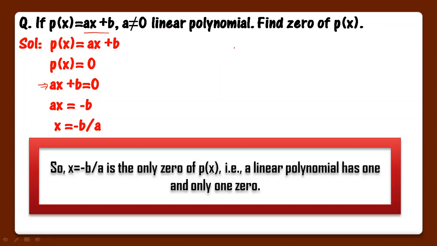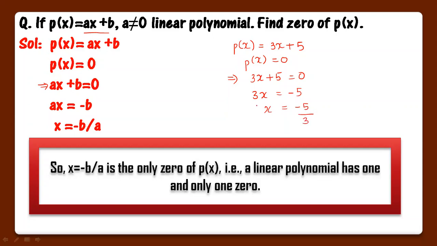Suppose we can also take a numerical polynomial in place of a and b. Suppose it is 3x plus 5. So what we will do? We put p(x) equal to 0, which implies 3x plus 5 is equal to 0. So 3x is equal to minus 5. x is equal to minus 5 upon 3. So this is its application. So we can say minus 5 upon 3 is the only 0 of this linear polynomial.